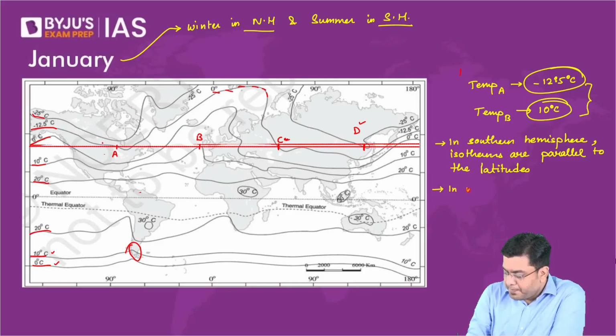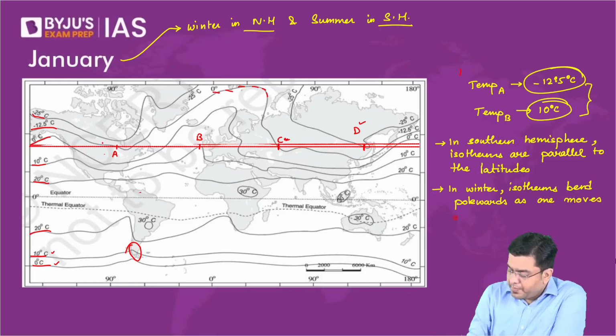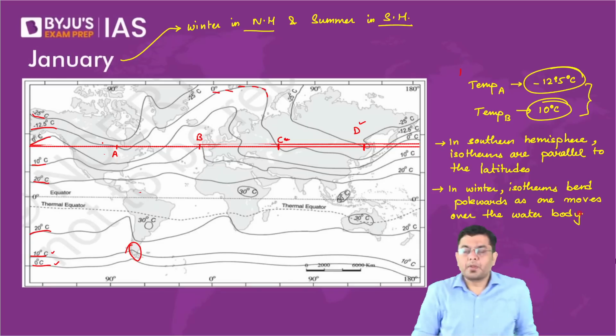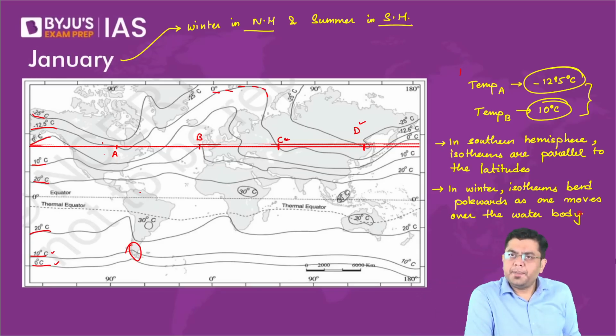In winter, isotherms bend polewards as one moves over the water body. Okay, we can have that, right? So, what about in summer? Summer, you will have the opposite.